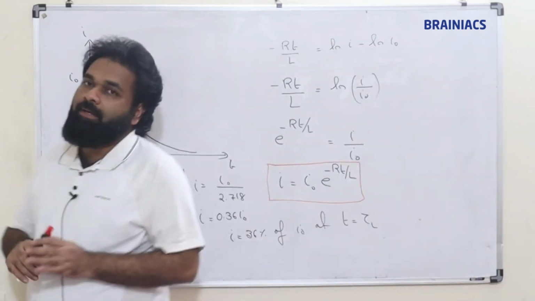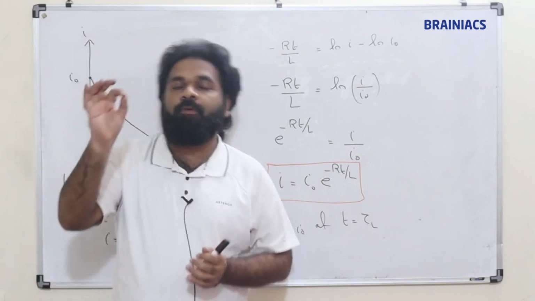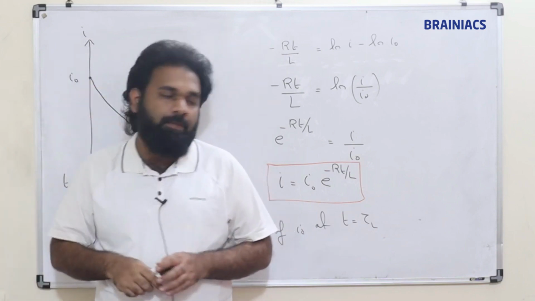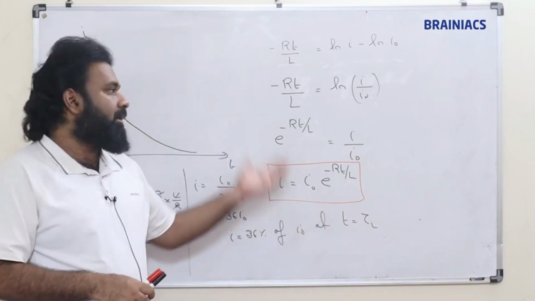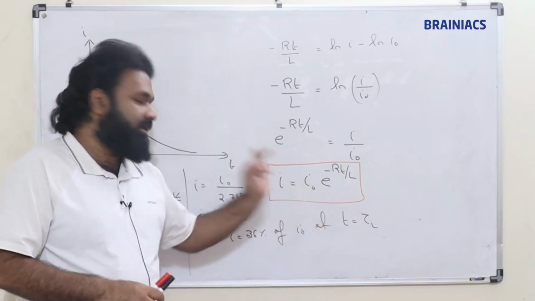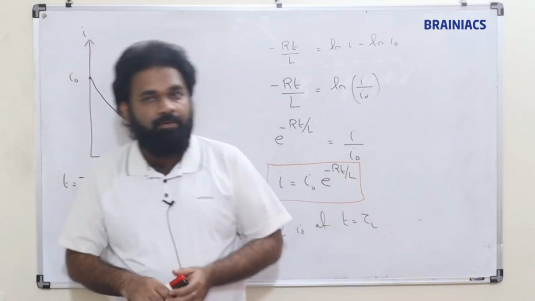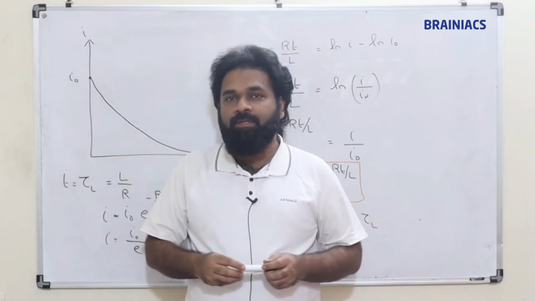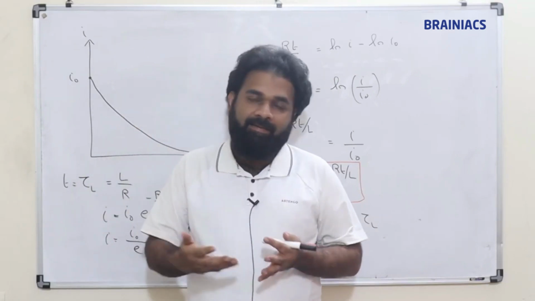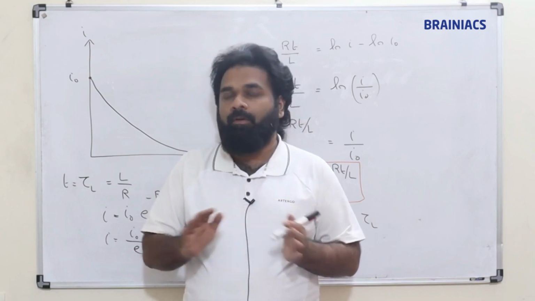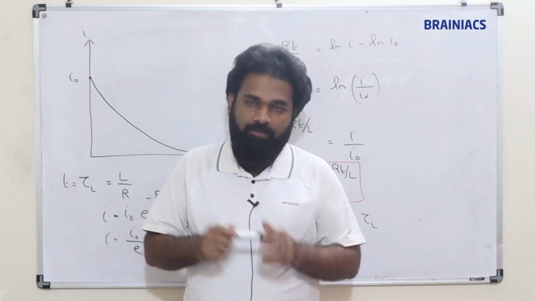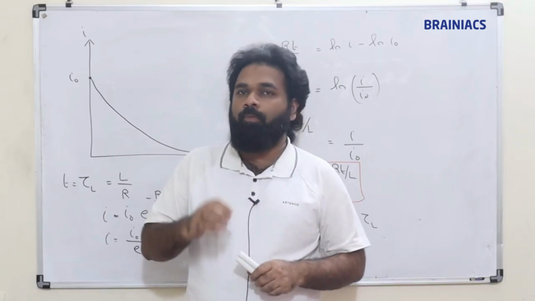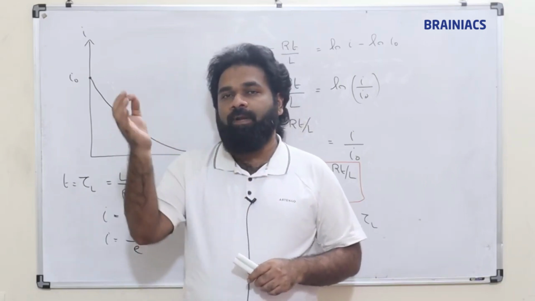So at the inductive time constant, the growth of current will become 69%. At the inductive time constant, the decay of current will become 36%. Inductive time constant is nothing but L by R. So with this, the topic of self-inductance is covered. We will do problems on self-inductance. Hope you understood the growth of current and decay of current.